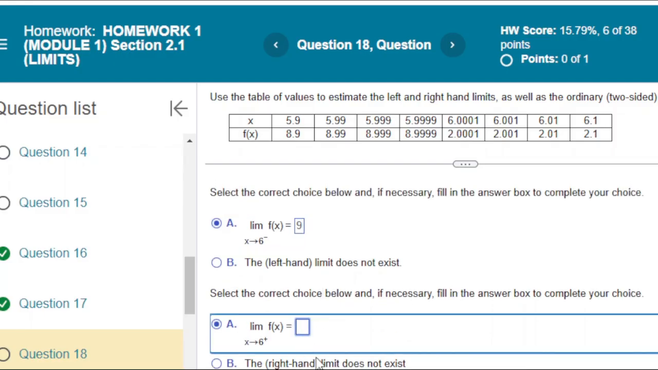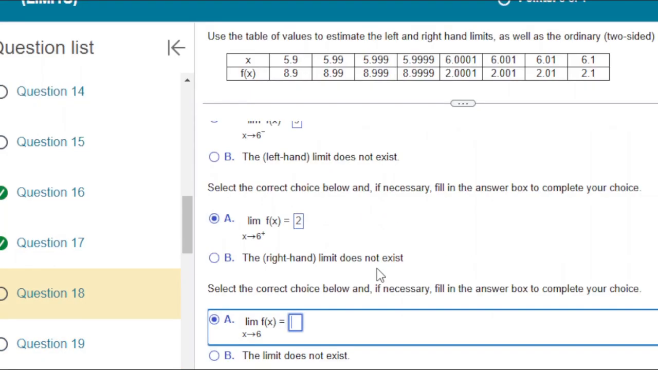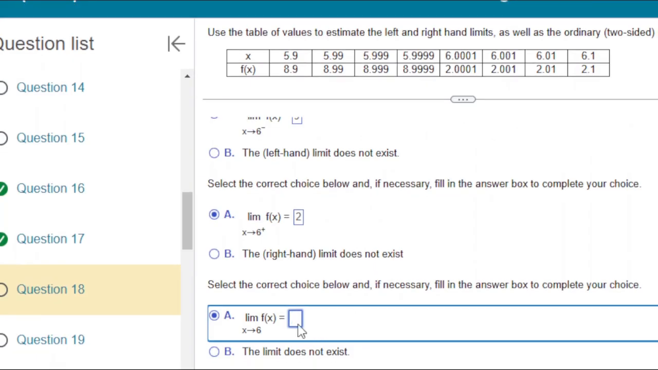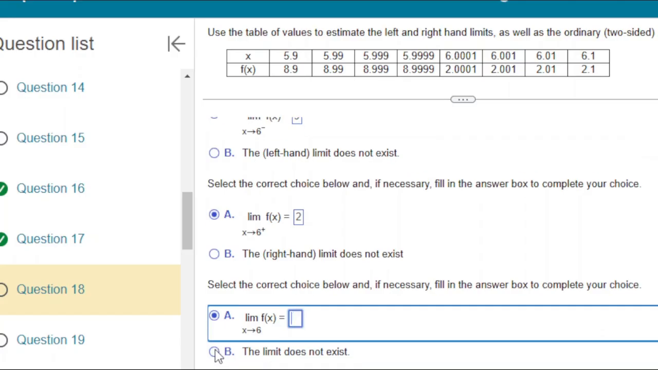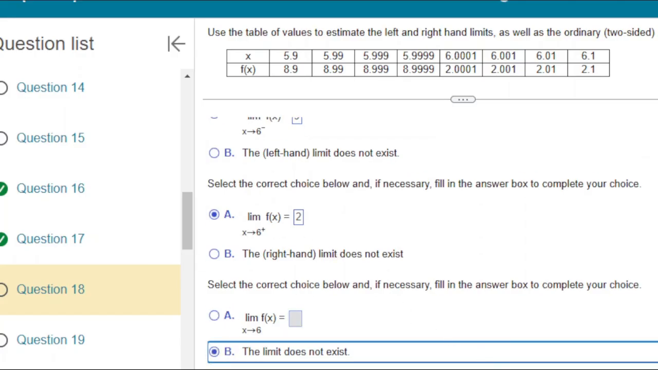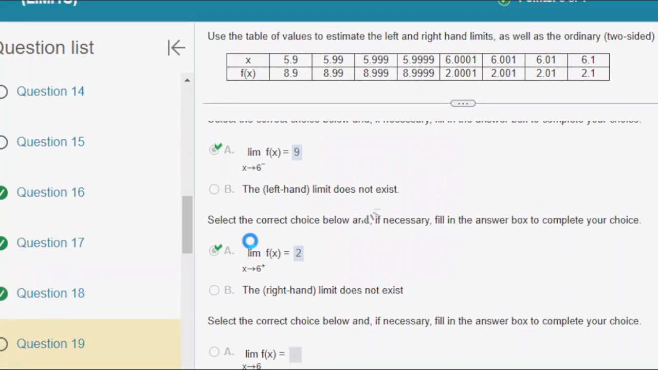Okay, now when we approach from the right, what's the limit as x approaches 6 from the right? Well, our outputs are going to be getting close to 2. Now, what about the ordinary two-sided limit here? The limit as x approaches 6. Well, the fact that the left and right-hand limits do not agree, the left-hand limit is 9, the right-hand limit is 2, means that this two-sided limit is going to be does not exist. Okay, so let's click check our answer, and we got it correct.